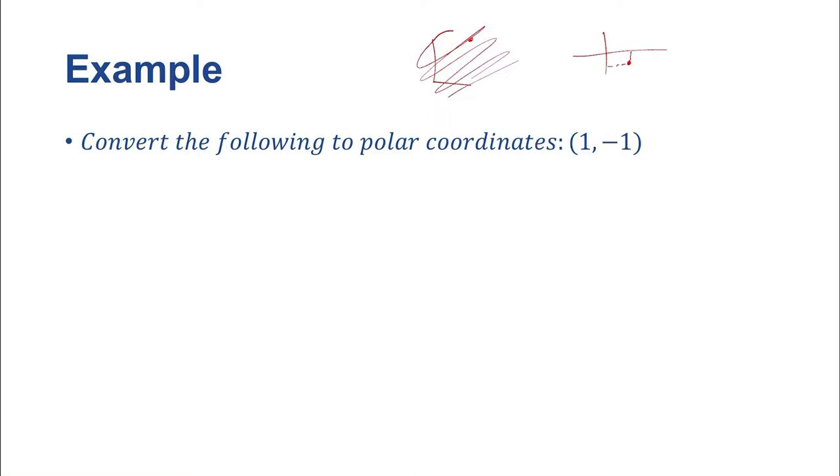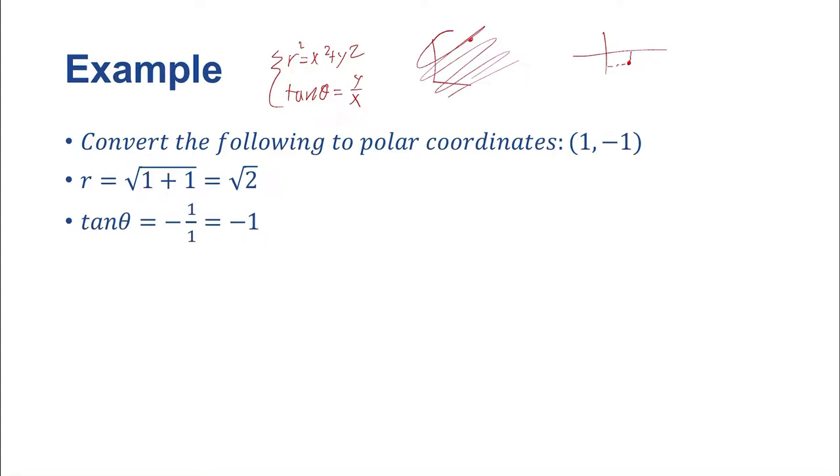So the way we do that is we use r squared equals x squared plus y squared, and tangent theta is equal to y over x. So what we do is we plug that into the formula. So r is going to be the square root of 1 plus 1, which is equal to root 2. Should be very obvious by using the Pythagorean theorem. Then tangent of theta is equal to negative 1 over 1, which is equal to negative 1.